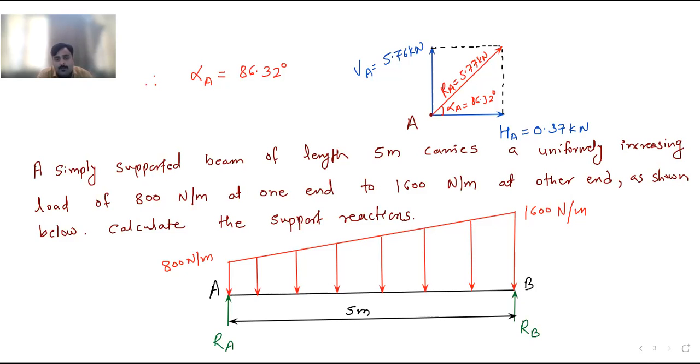So see, this is the trapezoidal load. But we don't have any direct formula for trapezoidal to calculate CG. There is a direct formula for the CG of a trapezoid also, but it is quite complicated. So instead of that, if the area given to you is not a definite shape, then make it a definite shape. So from this point of 800, I will drop one perpendicular over here.